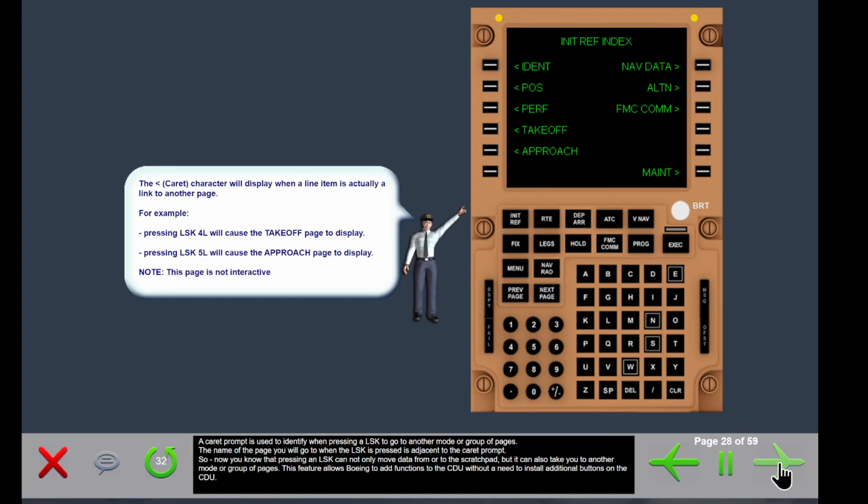A caret prompt is used to identify when pressing a line select key will go to another mode or group of pages. The name of the page you'll go to when the line select key is pressed is adjacent to the caret prompt. So, now you know that pressing a line select key can not only move data from or to the scratch pad, but it can also take you to another mode or group of pages. This feature allows Boeing to add functions to the CDU without a need to install additional buttons on the CDU.